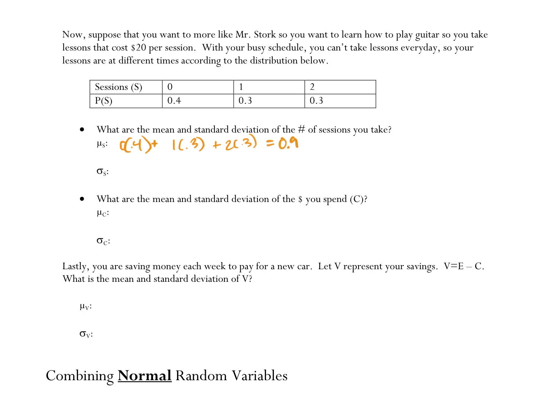We would do 0 times 0.4, plus 1 times 0.3, plus 2 times 0.3. So that's 0.6, 0.9. 0.9 is the mean. And then is somebody throwing it in the calculator to get the standard deviation? 0.83. Thank you. Okay.